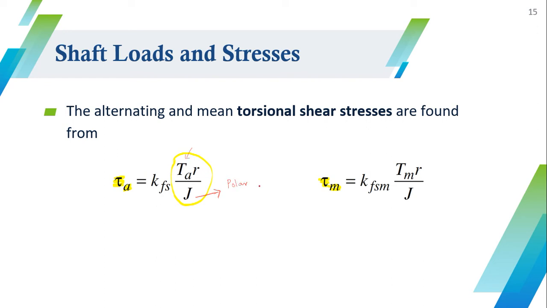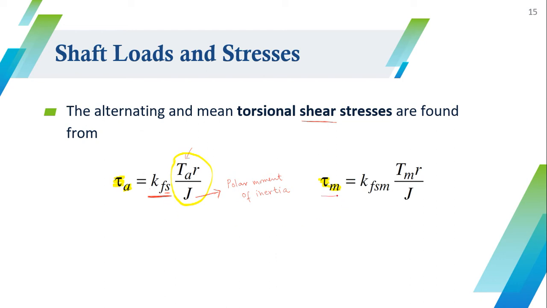J is actually the polar moment of inertia, which is used in this formula. So this is a basic formula. Then again we have these fatigue stress concentration factors being multiplied. So here you have KF, F for fatigue, and we have added an extra subscript here, S for shear, because here we are talking about shear stress. So the first factor is KFS.